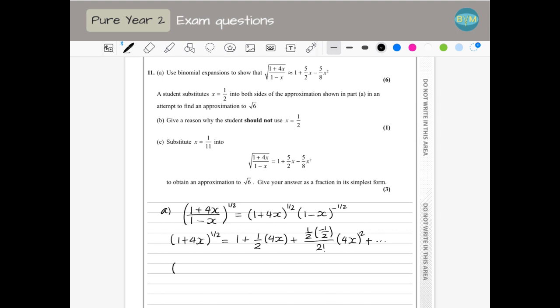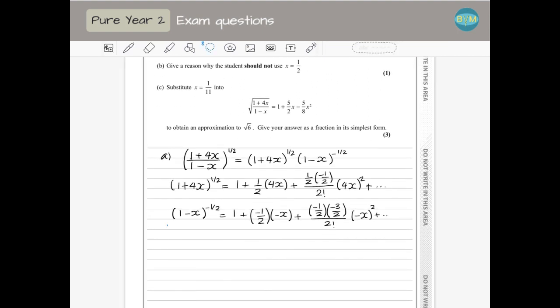Then I'm going to expand the other one, so I'm going to expand (1 minus x) to the power of minus 1/2. This is going to be 1, n is minus 1/2, x is minus x, then the next term is going to be n, so minus 1/2, times n minus 1, so minus 3/2, divided by 2 factorial, and the x is minus x in this occasion, squared.